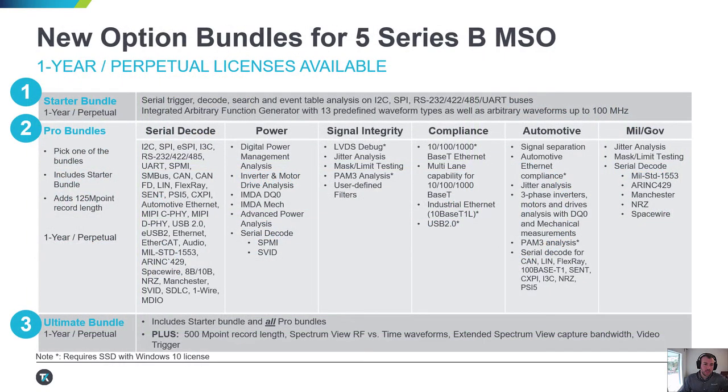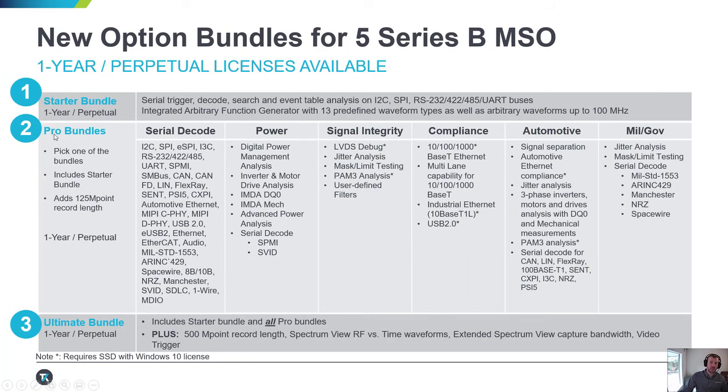We'll spend one quick second on this slide. We also have these software bundles that we've come out with, and we're always adding to them, and we're always releasing new functionality. So you can see here this starter bundle. This comes with the arbitrary function generator. It comes with decoding of I2C, SPI, RS-232 UART, and you can get this for 1 year. Maybe you're a little bit wary of this software. You can try it out for a year, or you can buy the perpetual license.